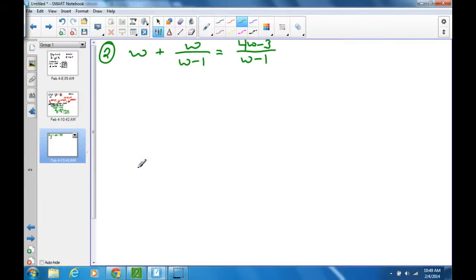Okay, so on this one, once again, we need to find a common factor, but before I even go on, I'm just going to put w over 1, because our 1 is our denominator in this case, okay? So, it's already factored for us. You can't simplify it any more than that. So what would our common denominator be in this case? W minus 1. So I want to multiply each of these by w minus 1.